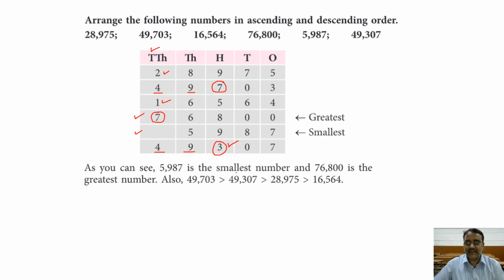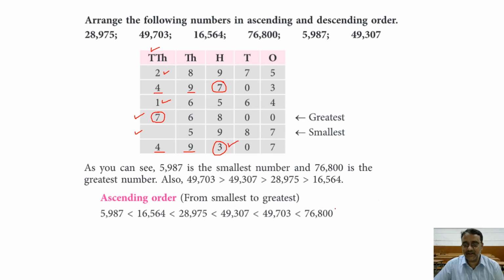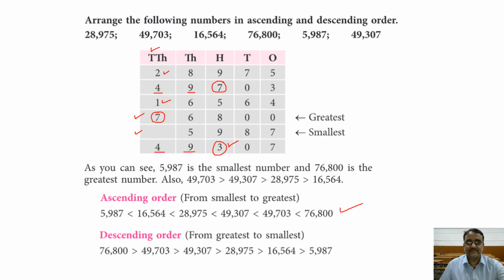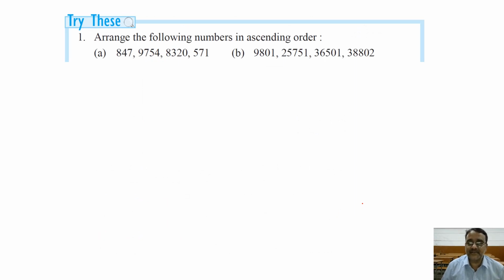Right? So in this way we have to write all the numbers. So ascending order is done. Now if you write the same numbers in reverse order, then you will get descending order. 76,800. Right. So now we'll do some questions from try this. Arrange the following numbers in ascending order. So first number is, sorry, 571. 571 is the smallest one. 847.